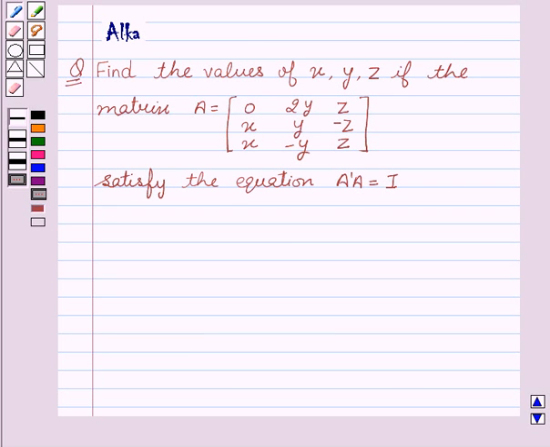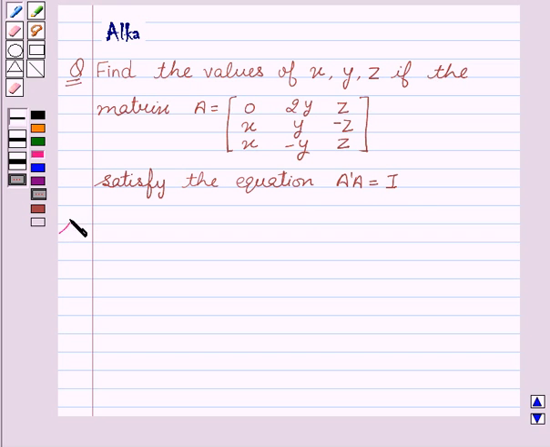I am Arka. We are going to discuss matrices. We are given the question: find the values of x, y, z if the matrix A equals [0, 2y, z; x, y, -z; x, -y, z] satisfies the equation A transpose A equals I.